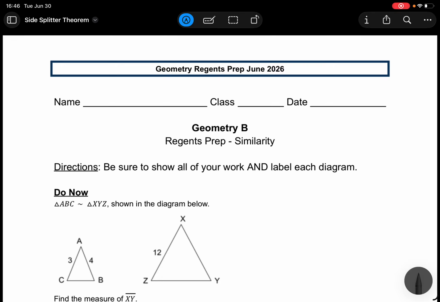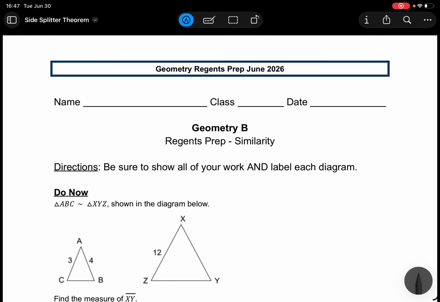So if you're someone who's going to be taking the August Regents because maybe you missed the June Regents or it didn't go the way that you liked, this is a good opportunity to start. I'm going to start off with a series of just going over similarity and congruence of polygons, and then from there we'll get into some trig, circles, and some proofs.